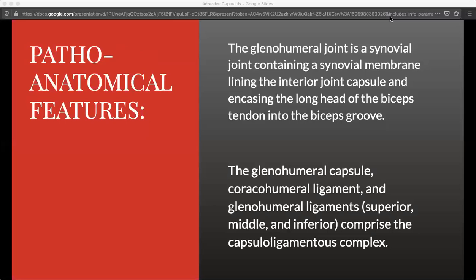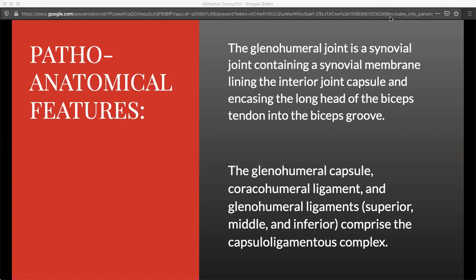Now, the glenohumeral capsule, the coracohumeral ligament, and the glenohumeral ligaments comprise a complex known as the capsulo-ligamentous complex, or the CLC. Why do we talk about the CLC? Because this is the structure that is most affected in a frozen shoulder, right?